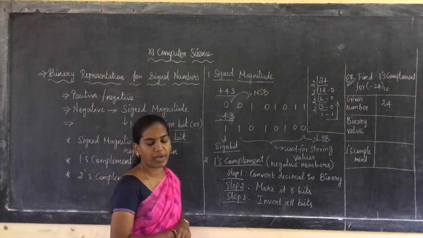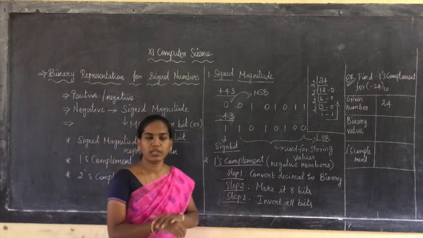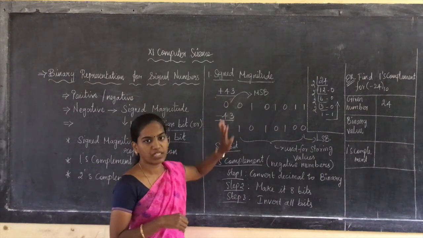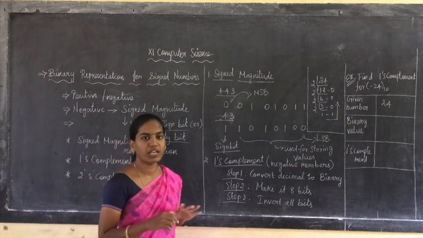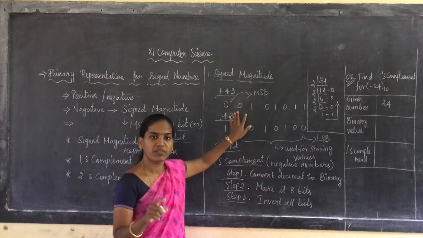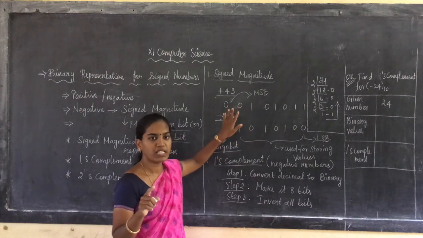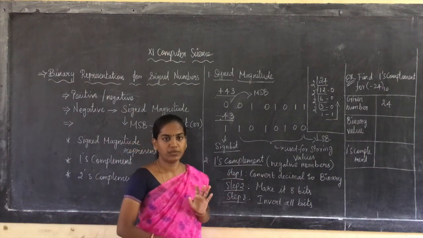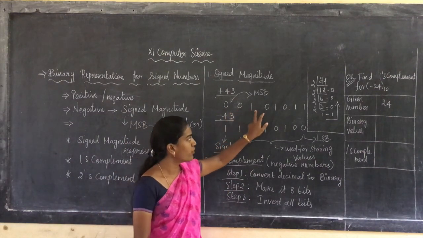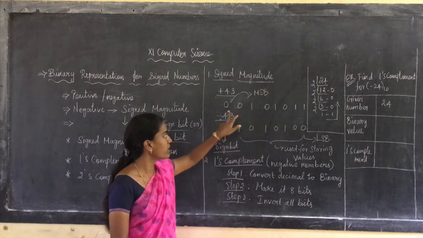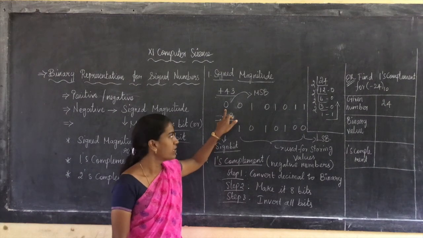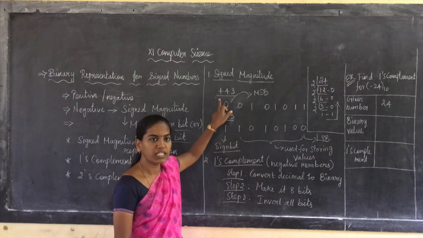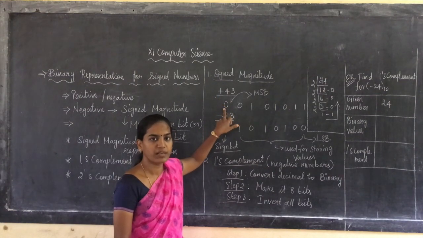Now coming to the signed magnitude representation method. For positive values the sign bit is 0 and for negative values it is 1. For example, plus 43. You have to find the binary value of 43 first. I have written it already. In this method, we must know what the MSB is and what the sign bit is. So here it is 00101011. The MSB is 0, in the sense it is a positive number. So plus 43 is this, a positive number.